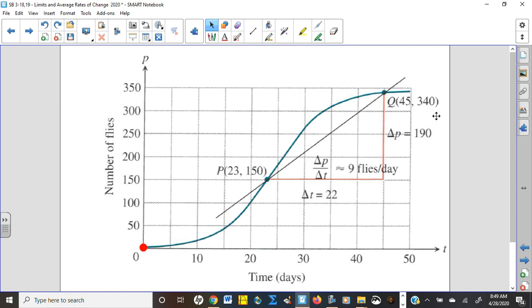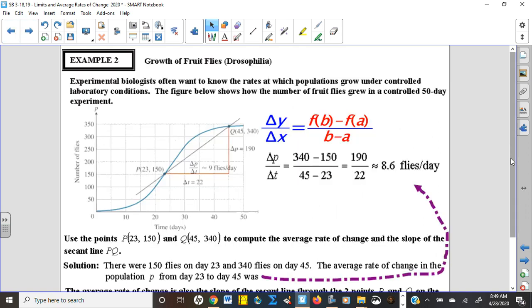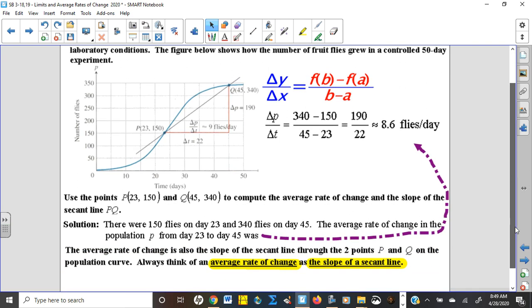But that's the end of that problem. It looks like 9 flies per day is what they ended up with. They just used that same formula. I mean, you may still be thinking of it as y minus y over x minus x, which is pretty accurate, but because we're calling the interval AB from 23 to 45, we did f of b minus f of a over b minus a. There you go. Boom. Slope. That's all it is, right?